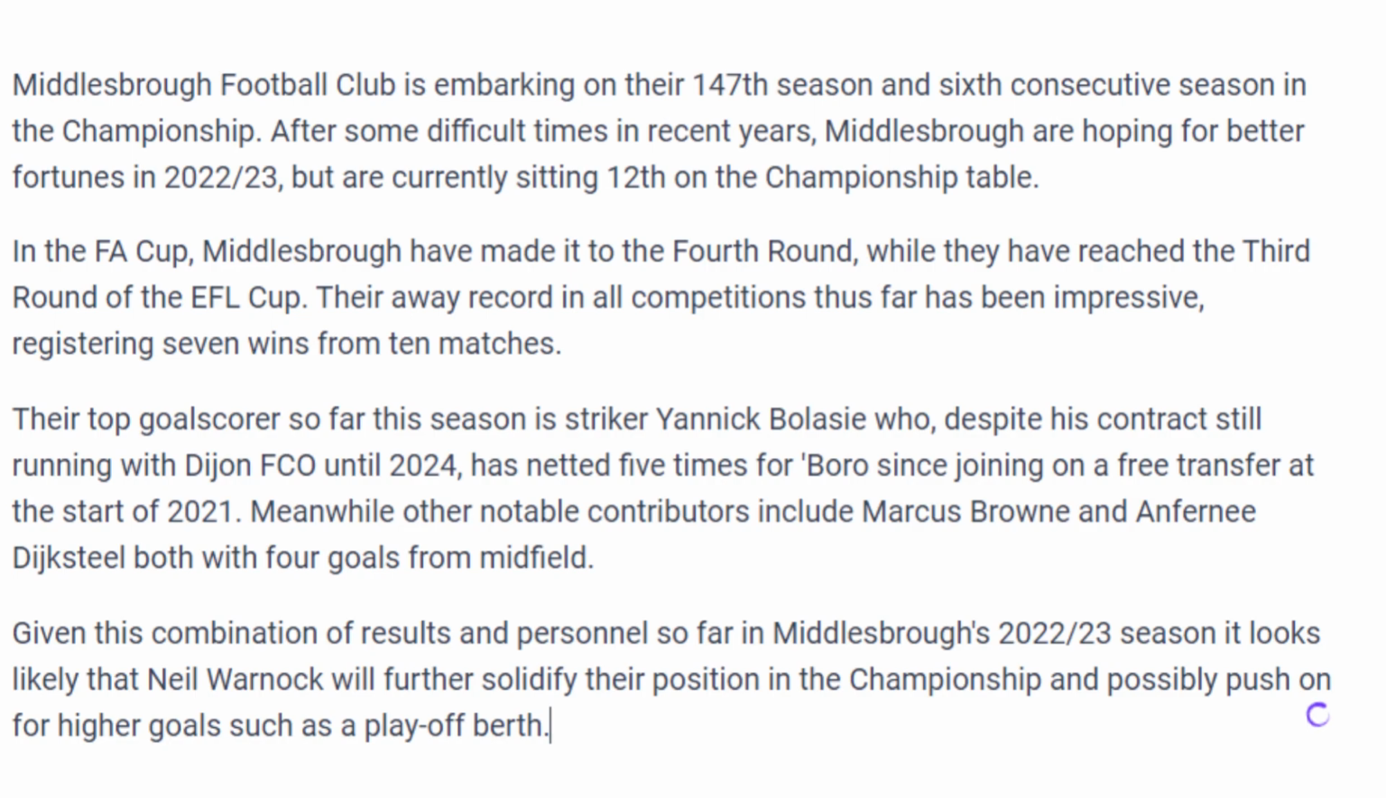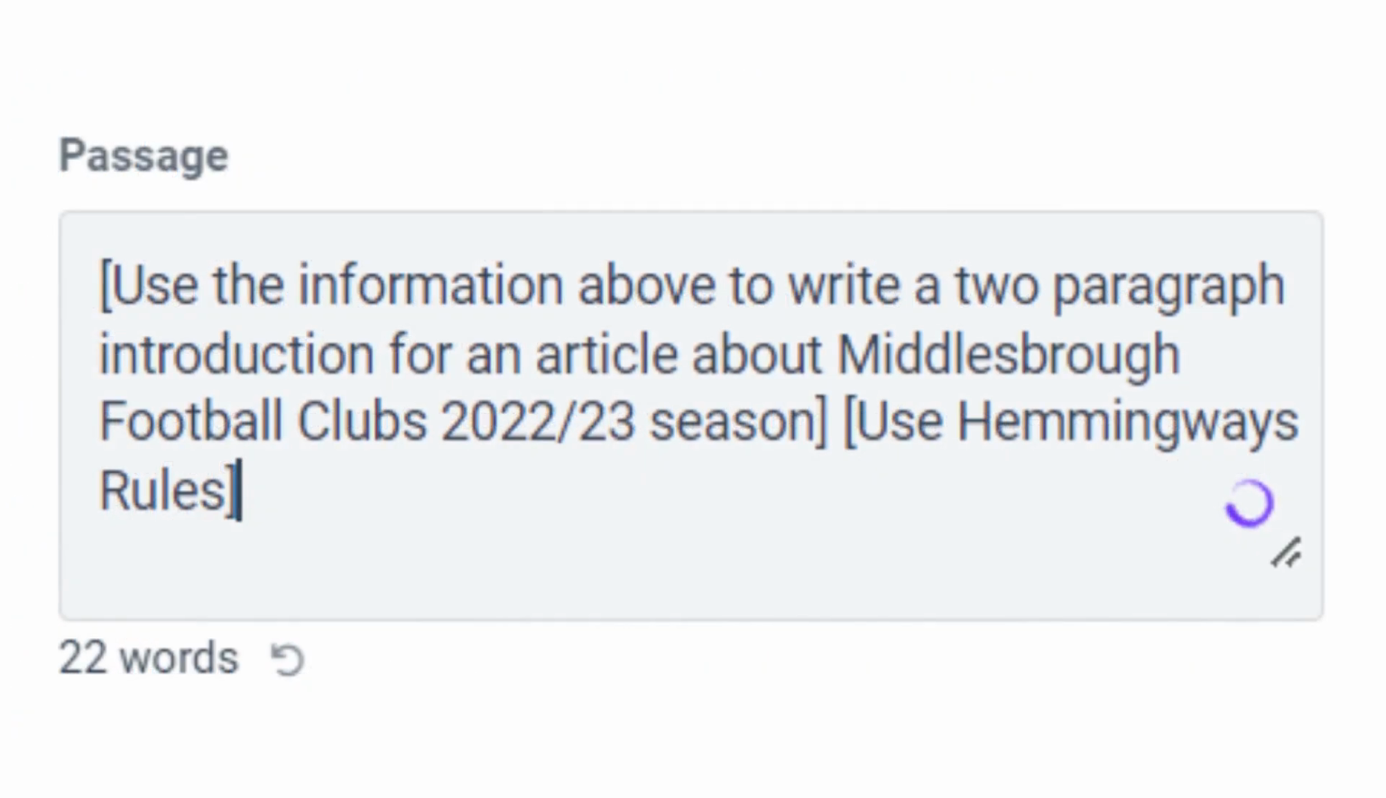So as you can see here, what we're going to do is ask it to use the information above to write a 2-paragraph introduction to an article about the current season, so the Middlesbrough 2022-23 season. It says here use Hemingway's rules. That is something that's used in Semantic Author to make the writing very, very high quality, to make it easier to read. And then what we do here is we send it off, and it's going to come back with hopefully what I've asked for.